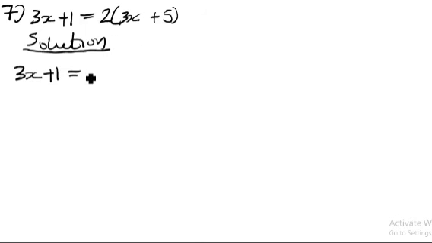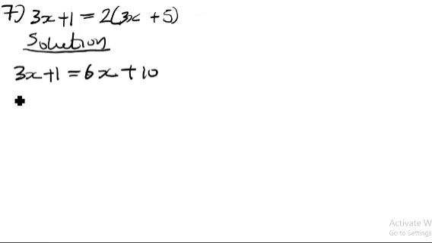multiplying 3x. This will give you 6x. 2 multiplying 5 is plus 10. So I now have something of this form. I can decide to move this one here and move this one here. Whichever one you choose to do, I move this one here.